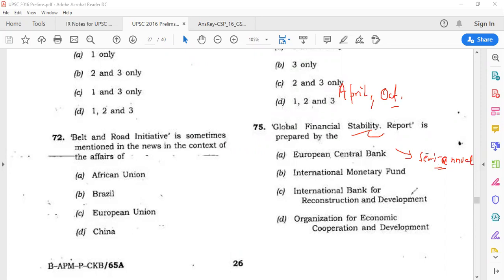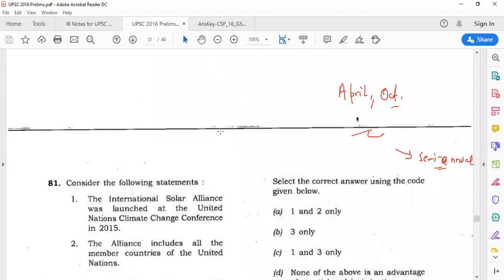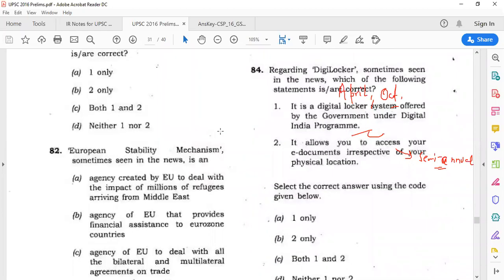So again, let's not waste our time. Let's move on to other areas. Let's see some other questions which have been asked by UPSC. Some other interesting and good questions. So we have seen this, and it's the European Stability Mechanism.